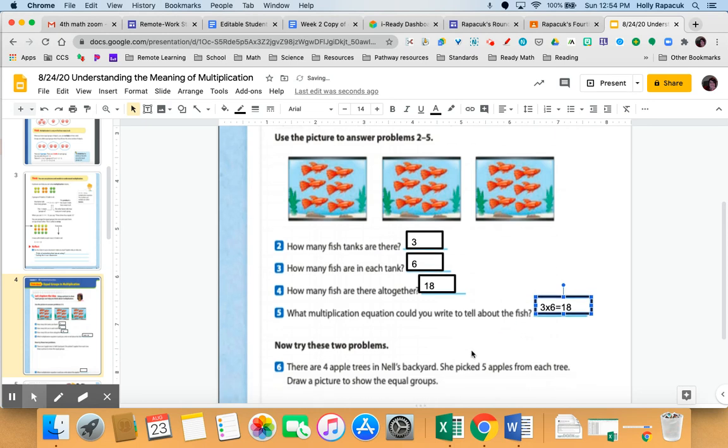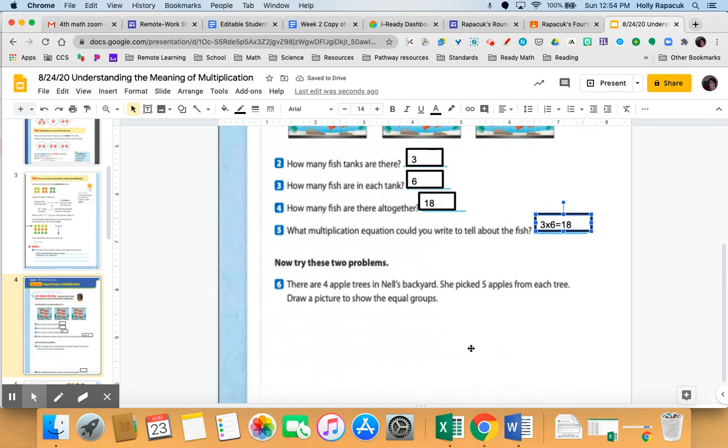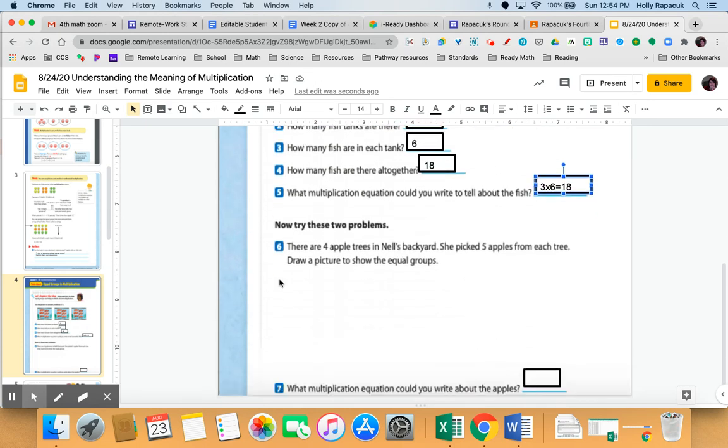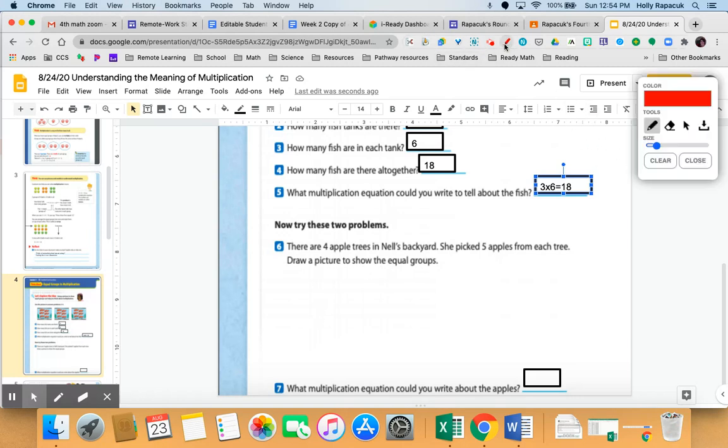Now, the next one, try these 2 problems. There are 4 apple trees in Nell's backyard. She picked 5 apples from each tree. Draw a picture to show the equal groups. Well, I know when I use cubes, I have to go back and look and talk about and think about the numbers.